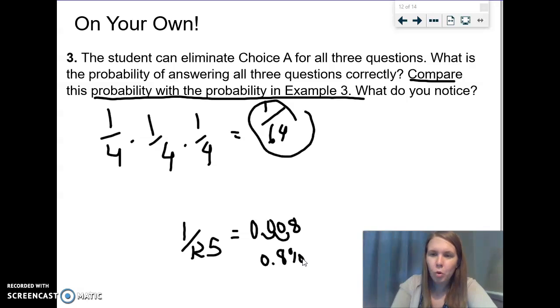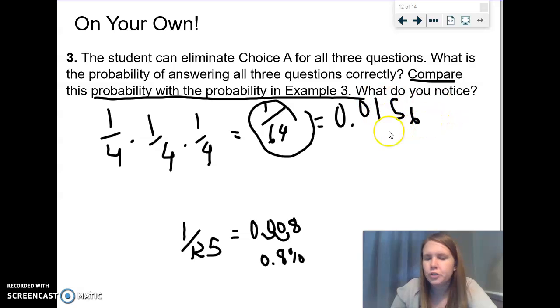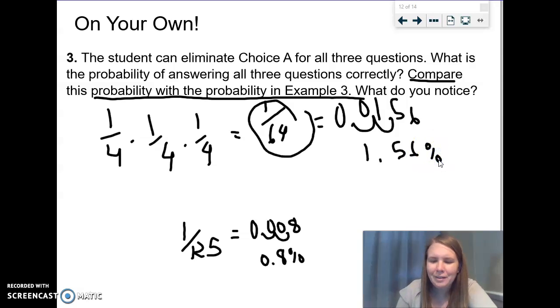But if you go down to 4 answer choices, let's see, 1 out of 64. Did I do that right? No, okay. Let me double check my math again. I think I pressed them in the calculator wrong. Okay, that sounds right. 0.0156. We'll just do that. Move it 2 over, 1, 2. Okay, now you have a 1.56%. Still not great, but it's better than what it was before.